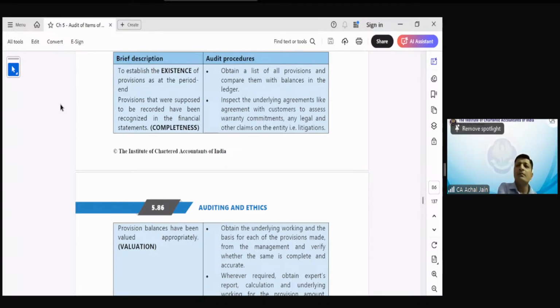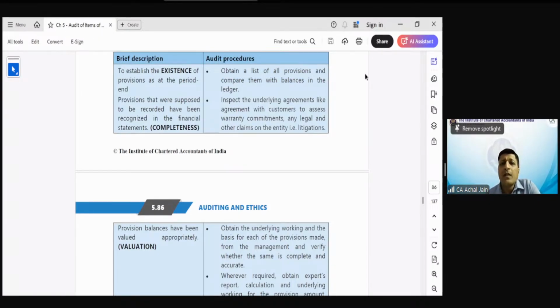First, in respect of the provisions which are recognized in the financial statements, you'll obtain a list, or you can say a ledger. And you'll check whether that is matching with the details. Company must have prepared some working for all of those provisions, so that will be matched with the books of accounts. Okay, so that is one.